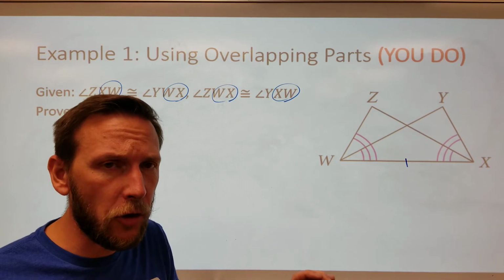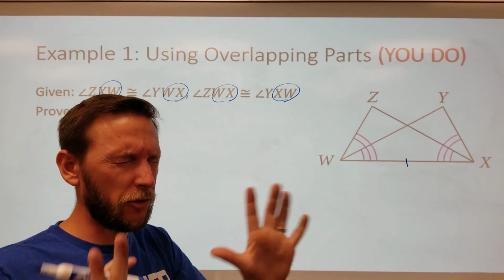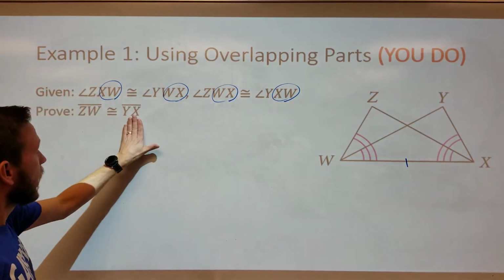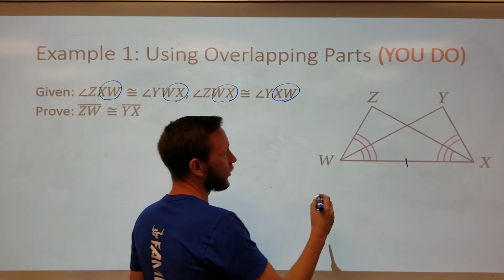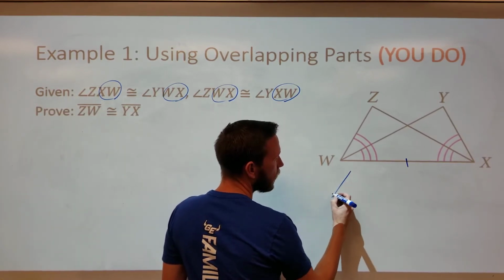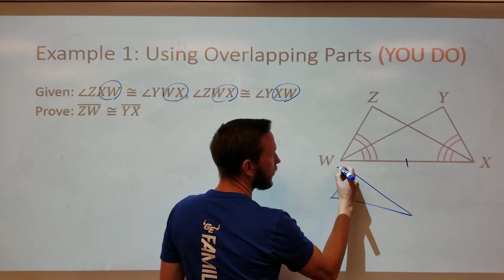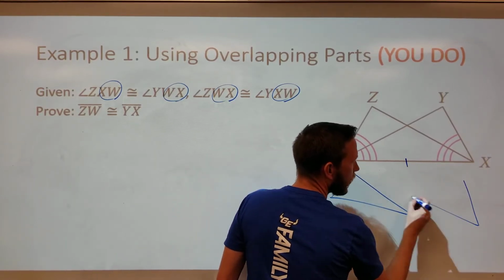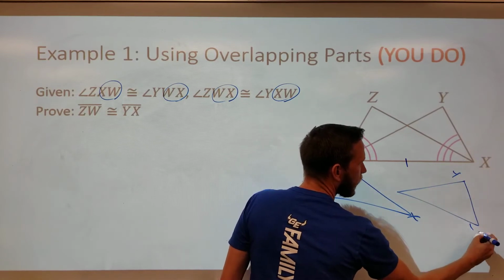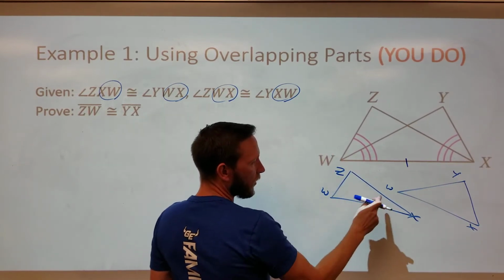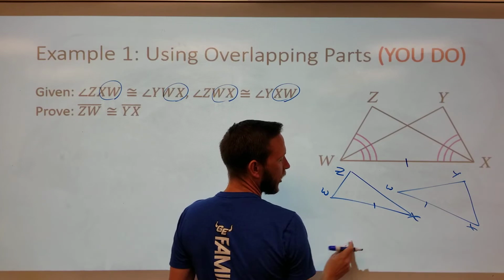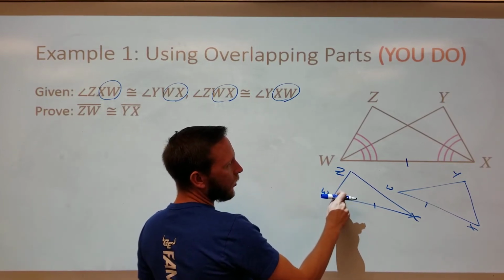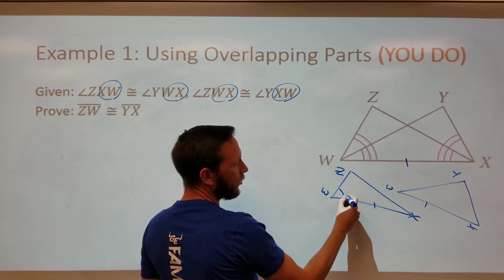What is very difficult is visualizing the two triangles that are congruent, right? And so this is going to be a little bit fun. Here's what we're going to do. We are going to show that this is ZWX, and we're going to show that this is YXW. We have WX and WX, it's the same segment. ZWX is this big angle here.